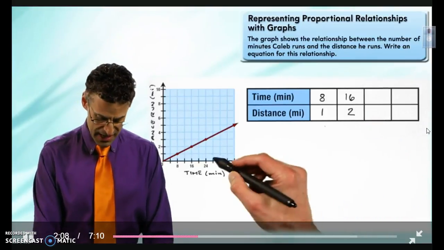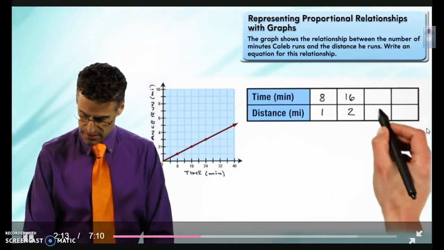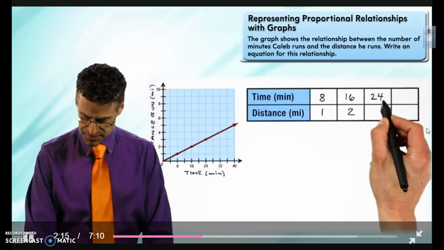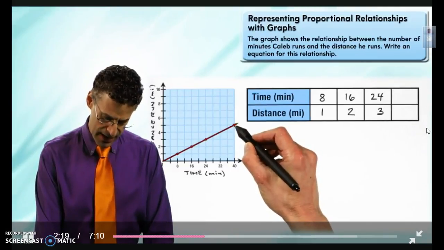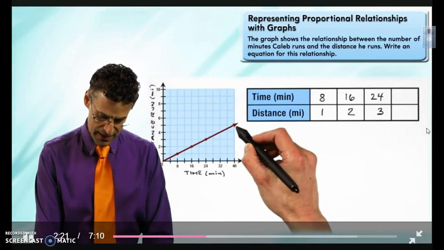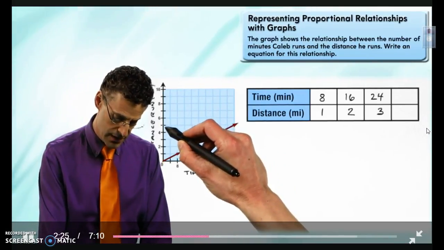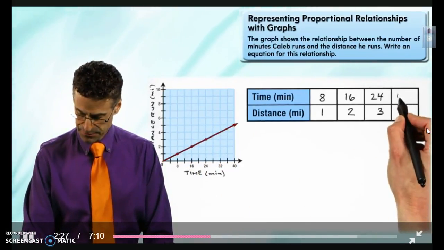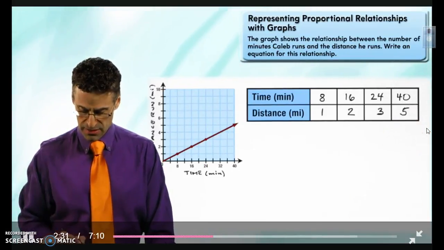Now, notice that at 24 minutes, it seems that he has gone 3 miles. And at 40, that's right under the arrowhead. There's a dot right there. The arrowhead's actually not showing us, but if you walk across or run across, you see it's 5. So we see that at 40 minutes, he's traveled 5 miles.